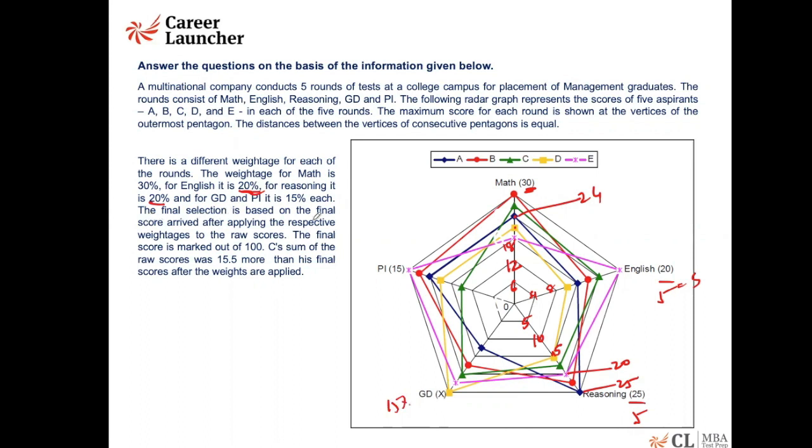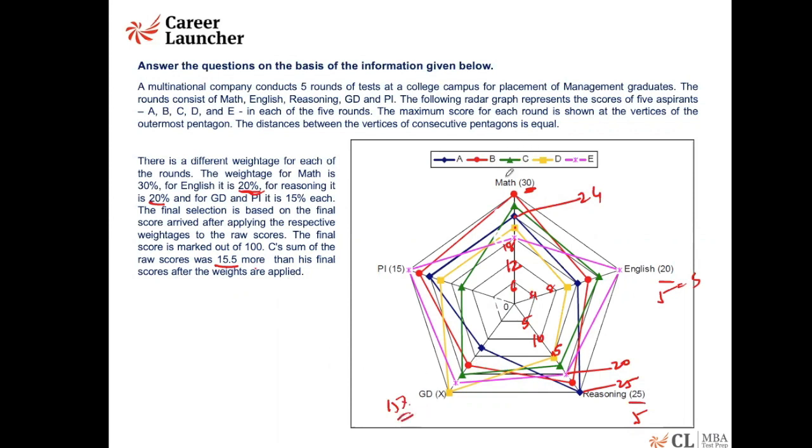The final selection is based on the final score arrived after applying the respective weightages to the raw scores. The final score is marked out of 100. One information is given. C's sum of the raw scores was 15.5 more than his final score after the weights are applied.